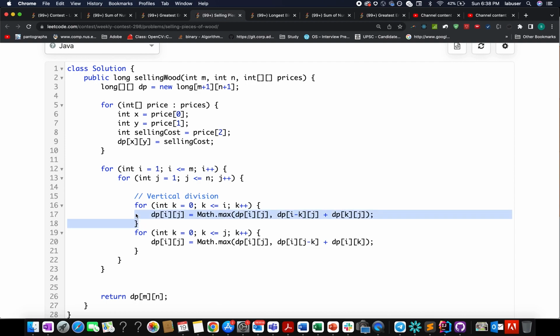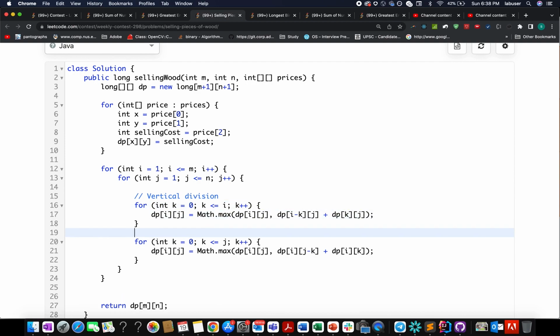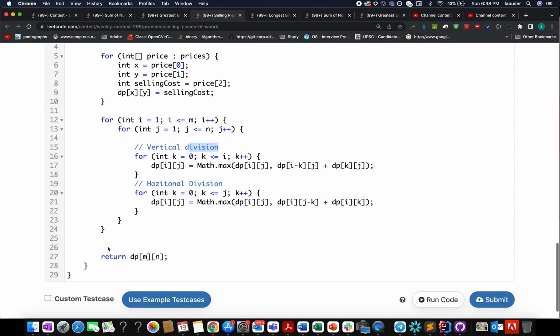And once we have explored all the possibilities of vertical division, let's shoot for the horizontal division. So again I have written the same kind of a loop, k equals to 0, k is less than equal to j, k plus plus, and again we'll select the maximum one out of there. Here you will see that the equation is almost the same, just i and j are getting swapped because we are going for the horizontal division instead of vertical ones. Once I'm done with this, I simply return the value that is stored at dp of m cross n. So let's try this out.